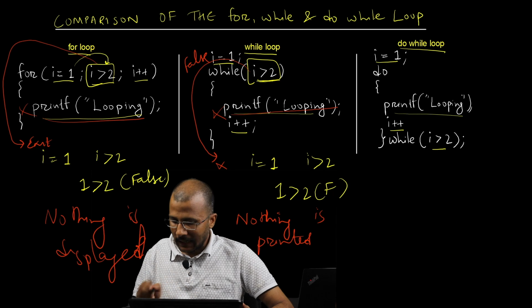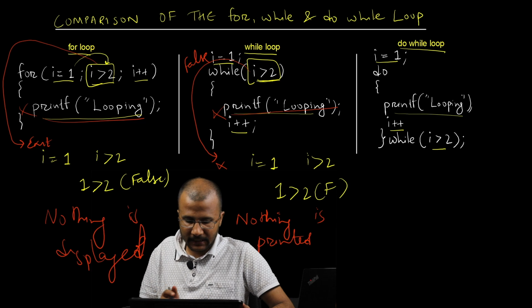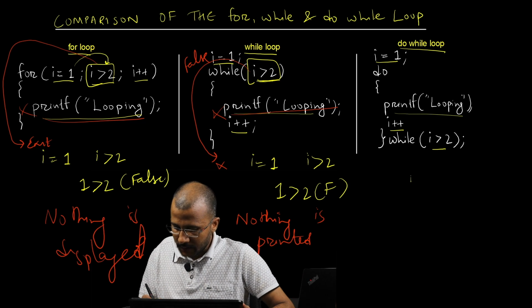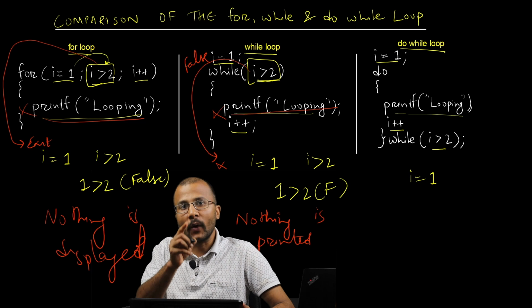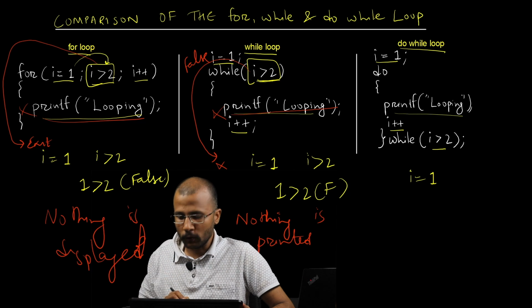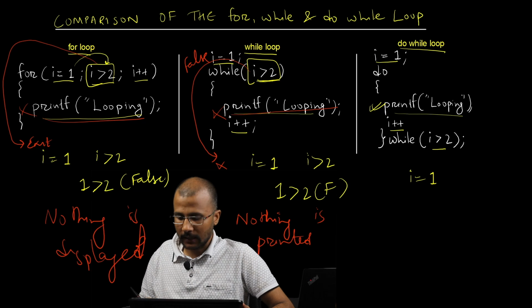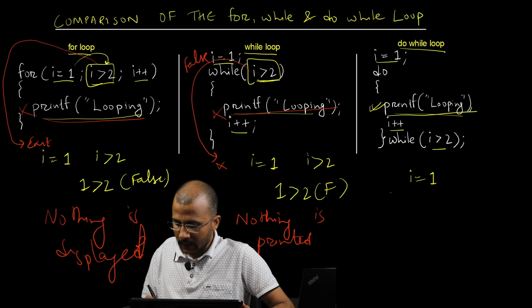Now let's look at the do while loop. It's the same statement that I have put there in the do while loop as well. Okay, in do while loop, first of all, I is initialized to 1. Now in do while loop, because this is the exit control loop, I do not check the condition. I immediately go and execute the statement here. So I'll execute printf looping, so it will display looping on the screen.